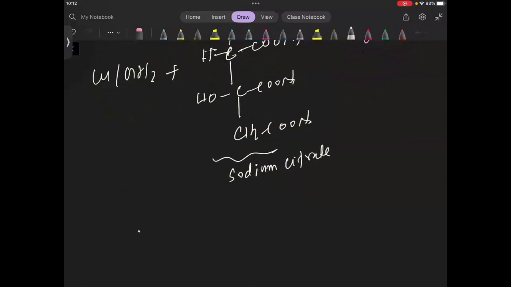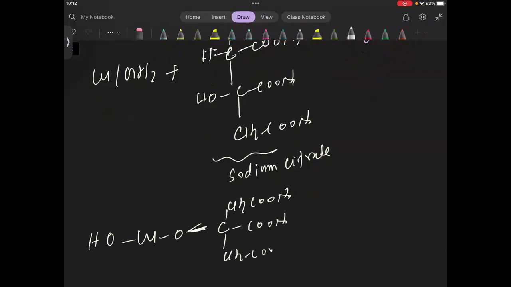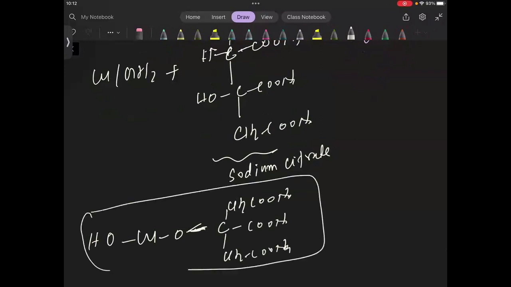That will form the Cu complex with OH, Cu, O, and here is C, CH2COONa, COONa, and CH2COONa. This is nothing but the Benedict's solution.